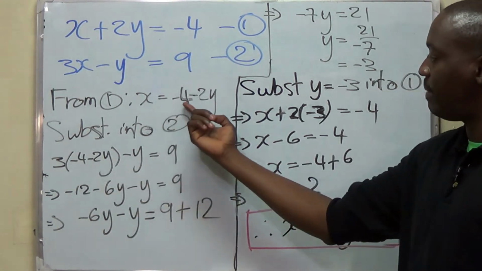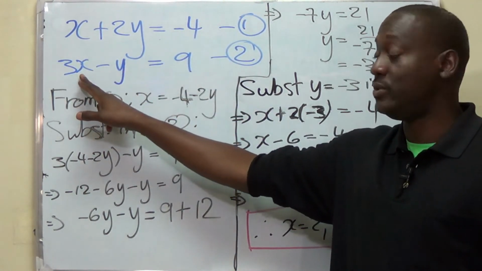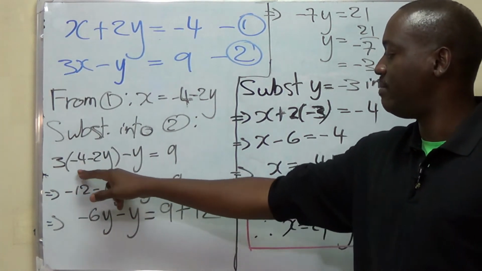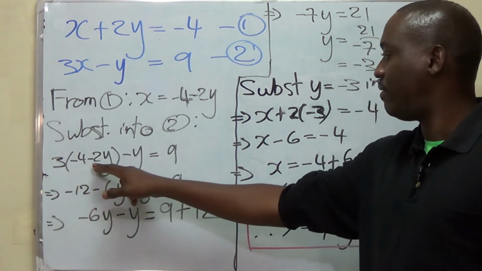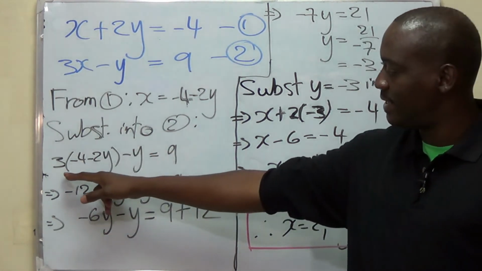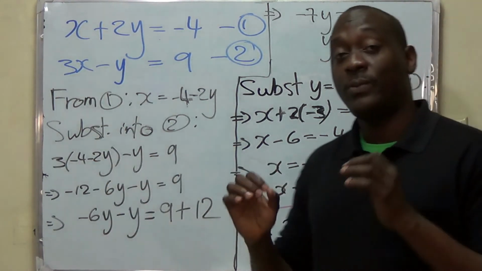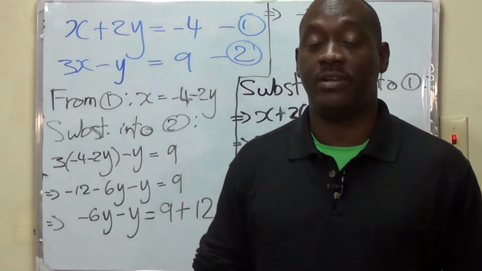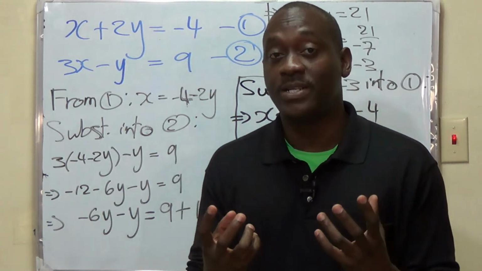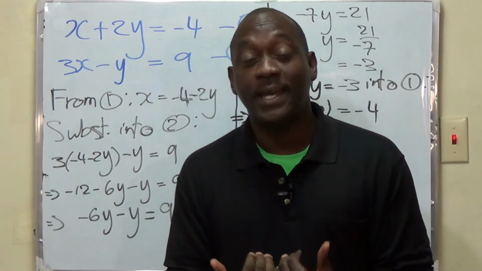So having found x equal to minus 4 minus 2y from equation 1, we then take that and substitute it here into equation 2. So we now have 3 into x, which we already agreed was minus 4 minus 2y. 3 into (minus 4 minus 2y) minus y is equal to 9. So what we have now is an equation, a linear equation, in one variable alone. So in other words, when we have 2 variables, we have to deal with one variable at a time. So even though the name of the topic is simultaneous equations, the only thing that is simultaneous is the fact that they have 2 equations at the same time.